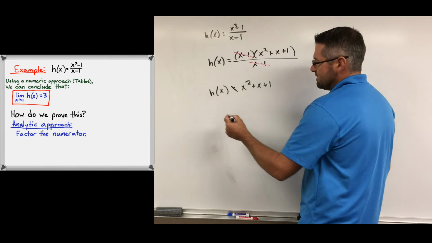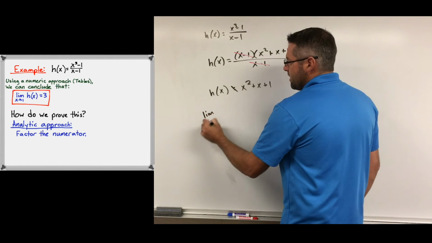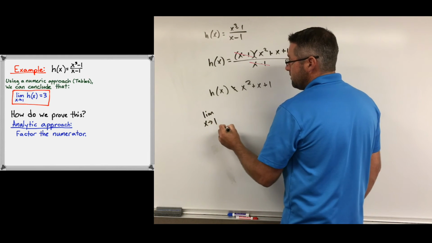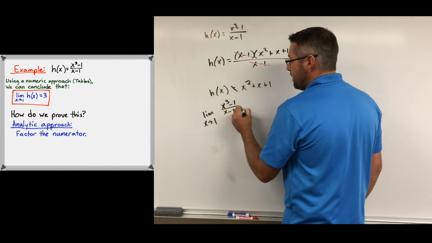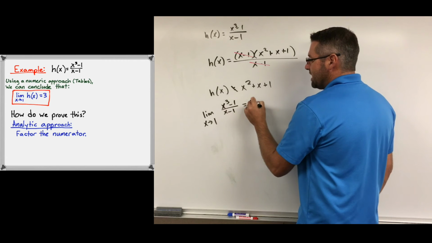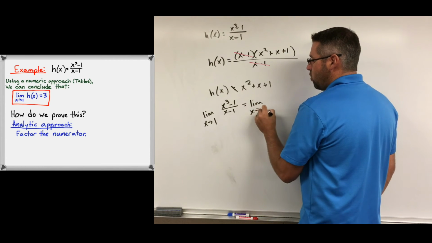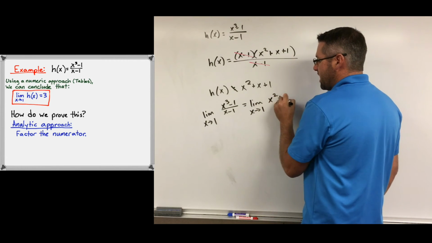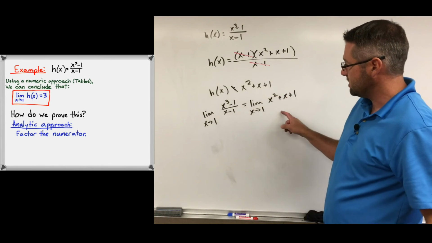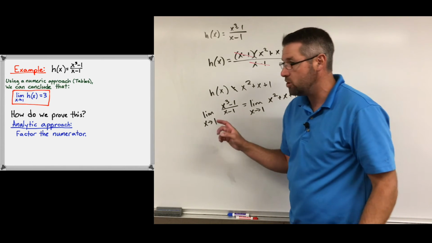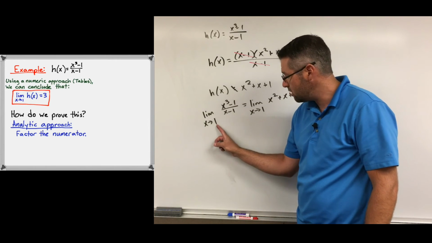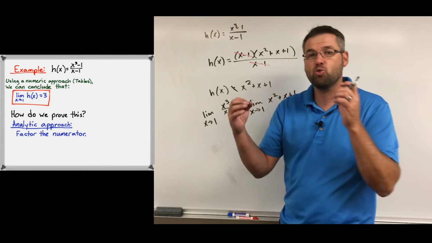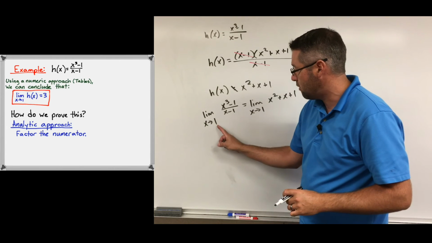The point is this: the limit as x approaches 1 of (x cubed minus 1) over (x minus 1) is the same as the limit as x approaches 1 of x squared plus x plus 1. These limits are the same because when we're finding a limit, we're not actually determining the value at that point. We are looking at values that are really, really close to that point.